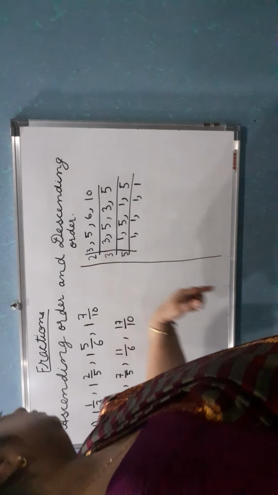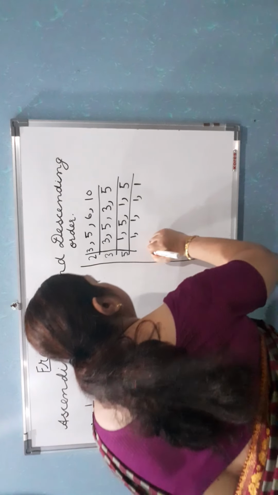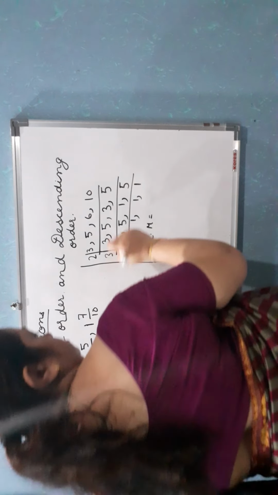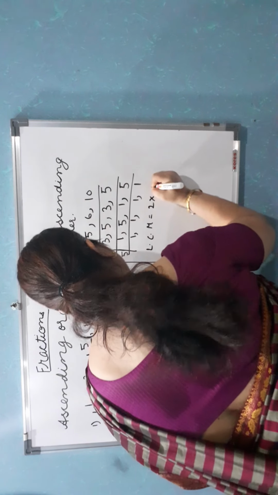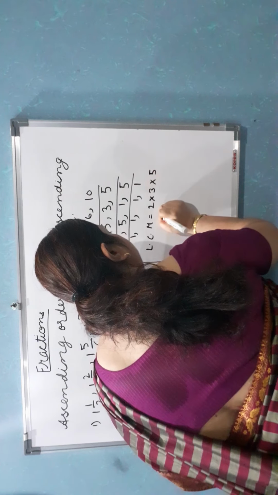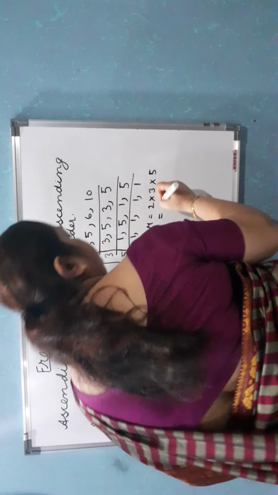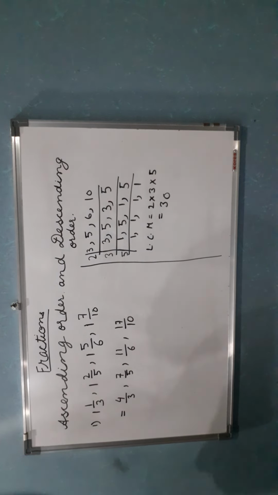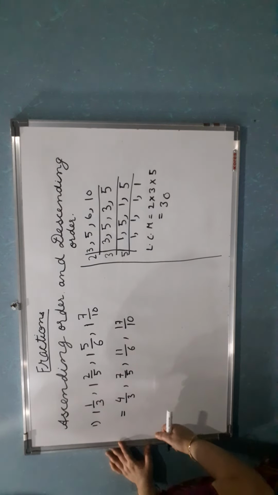Okay. Now find out the LCM. LCM will be how much? 2 into 3 into 5, that is 3 2s are 6, 5 6s are 30. So LCM is 30. Now take out this one.